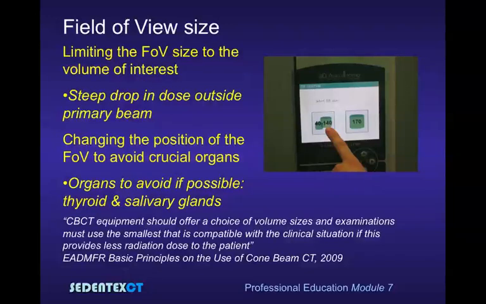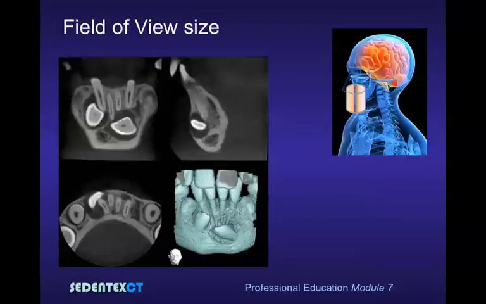Indeed, this parameter is of such importance that the European Academy of Dental and Maxillofacial Radiology included in their basic principles on the use of cone beam CT this statement: CBCT equipment should offer a choice of volume sizes and examinations, and must use the smallest that is compatible with the clinical situation if this provides less radiation dose to the patient.